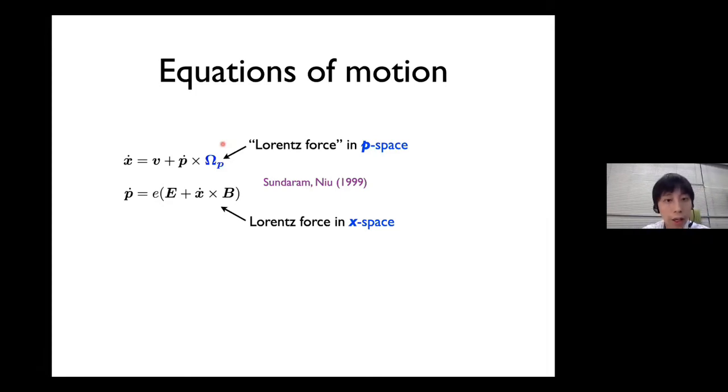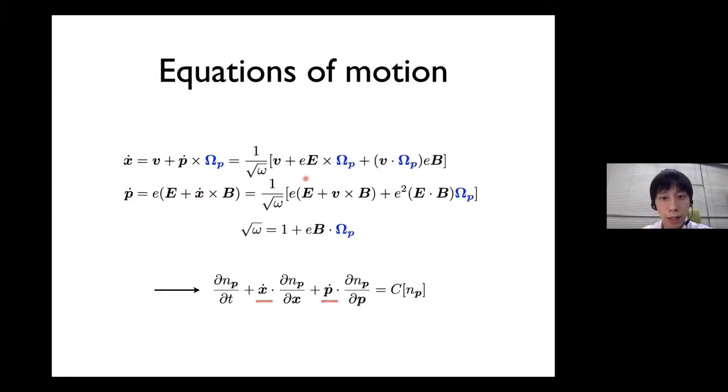Now, we can notice that these two equations are simultaneous equations in terms of X dot and P dot. That is, X dot is expressed in terms of P dot, and also P dot is expressed in terms of X dot. So we can solve these equations, and the results are as follows. X dot can be expressed in this way, and P dot is expressed in this way. And we have defined the factor of square root of omega in this way. You can see that we have corrections expressed by the Berry curvature omega in several places.